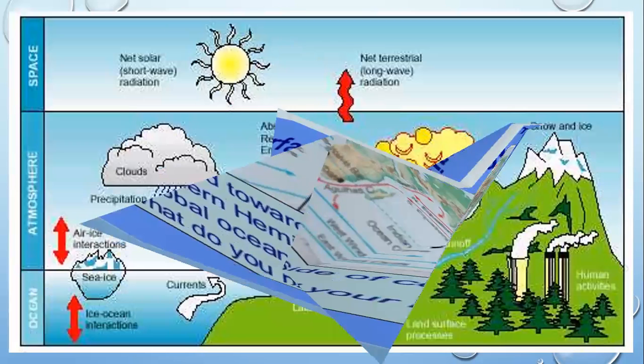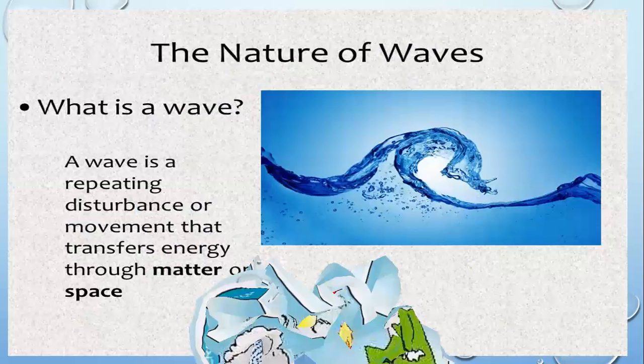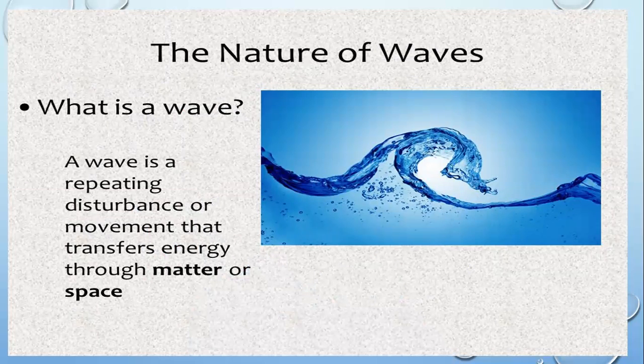Now, with this picture you can clearly imagine the effects of cold and hot currents, and how this circulation goes on. The next topic is waves. First of all, what do you mean by waves? Students, a wave is a repeating disturbance. It is a repeating disturbance and it transfers energy through matter.